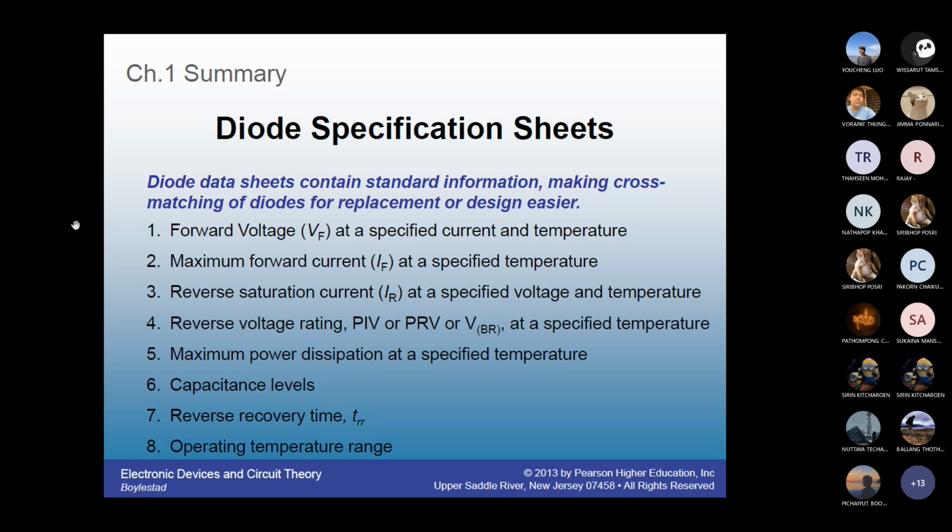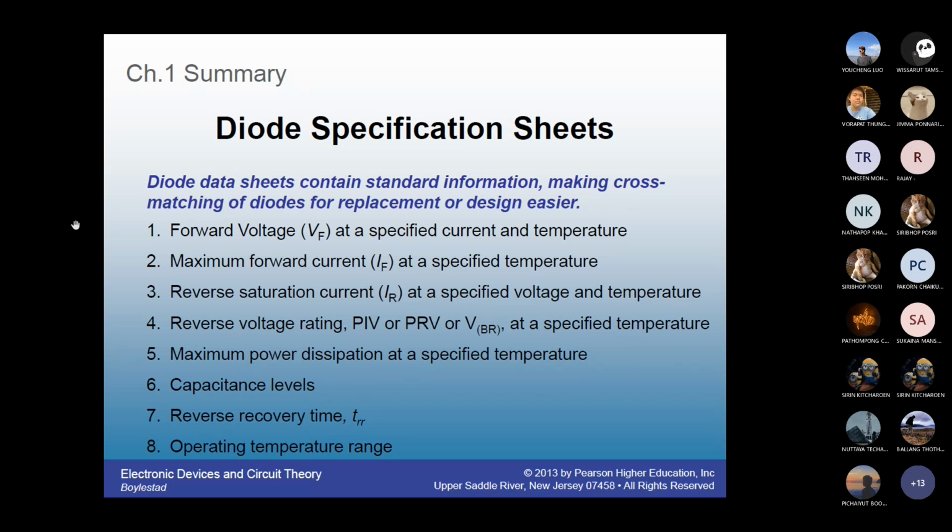The temperature we use is room temperature, typically taken as 25 degrees Celsius. Spec number 2, maximum forward current at a given temperature. A diode cannot handle infinite current. It has some capacity. If you exceed that capacity, you can damage it. So when you design the circuit and use the diode with the rest of the circuit, you have to be mindful of that.